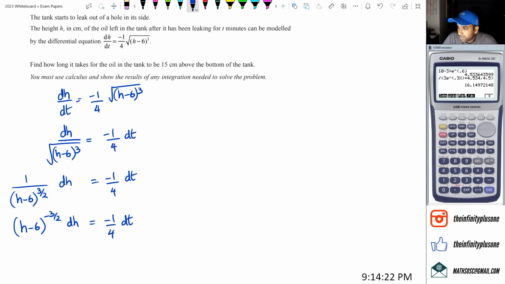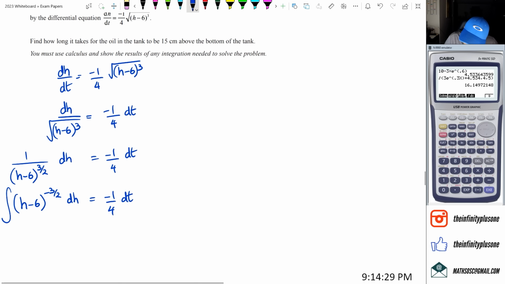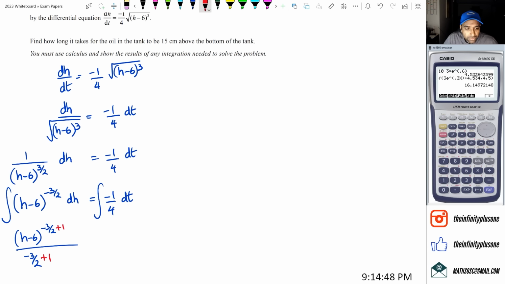Okay, now that we've got everything set up, we are ready to integrate it. Because now we can go integral of this and integral of this. So we're going to get (h minus 6) to the power of -3 over 2 plus 1, and we're going to divide by the new power, which is -3 over 2 plus 1. Differentiation of h is just 1, so we don't need to worry about dividing anything. And on this side, we're going to get -t over 4 plus c.